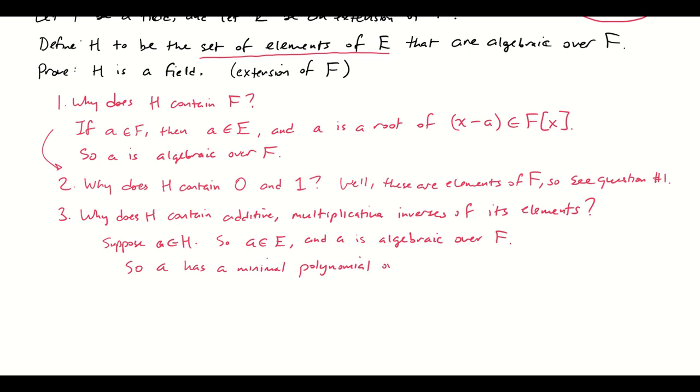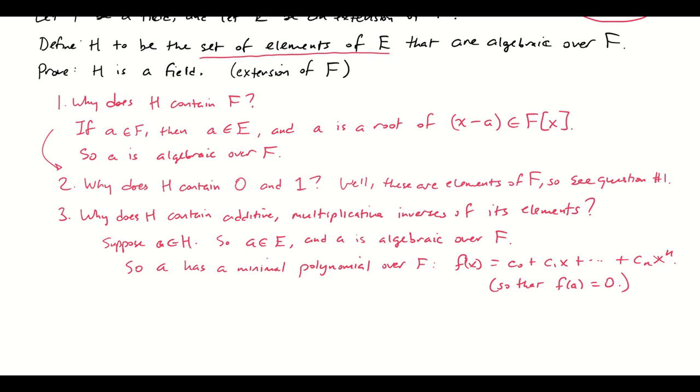So let's use that. Let's call it f of x, and let's give the coefficients names. Let's use c's since we're already using a for something else: C0, C1x, etc. up to Cn x to the n. Okay, so this is a polynomial having the property that f of a equals 0. That's what it means to be the minimal polynomial: it has a as a root and it's of the smallest possible degree. Okay, so a has a minimal polynomial.